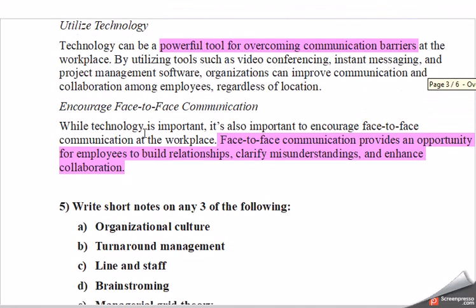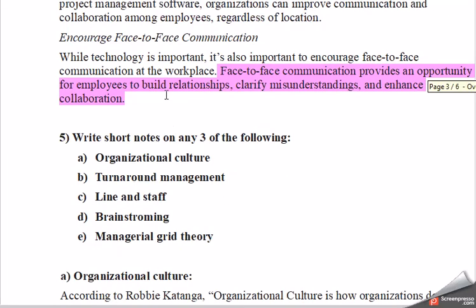Utilize technology. Technology can be a powerful tool for overcoming communication barriers. So you can utilize tools like video conferencing, instant messaging, etc. to overcome communication barriers. Encourage face-to-face communication. Face-to-face communication provides an opportunity for employees to build relationships, clarify misunderstandings, and enhance collaboration. So emphasize face-to-face communication.